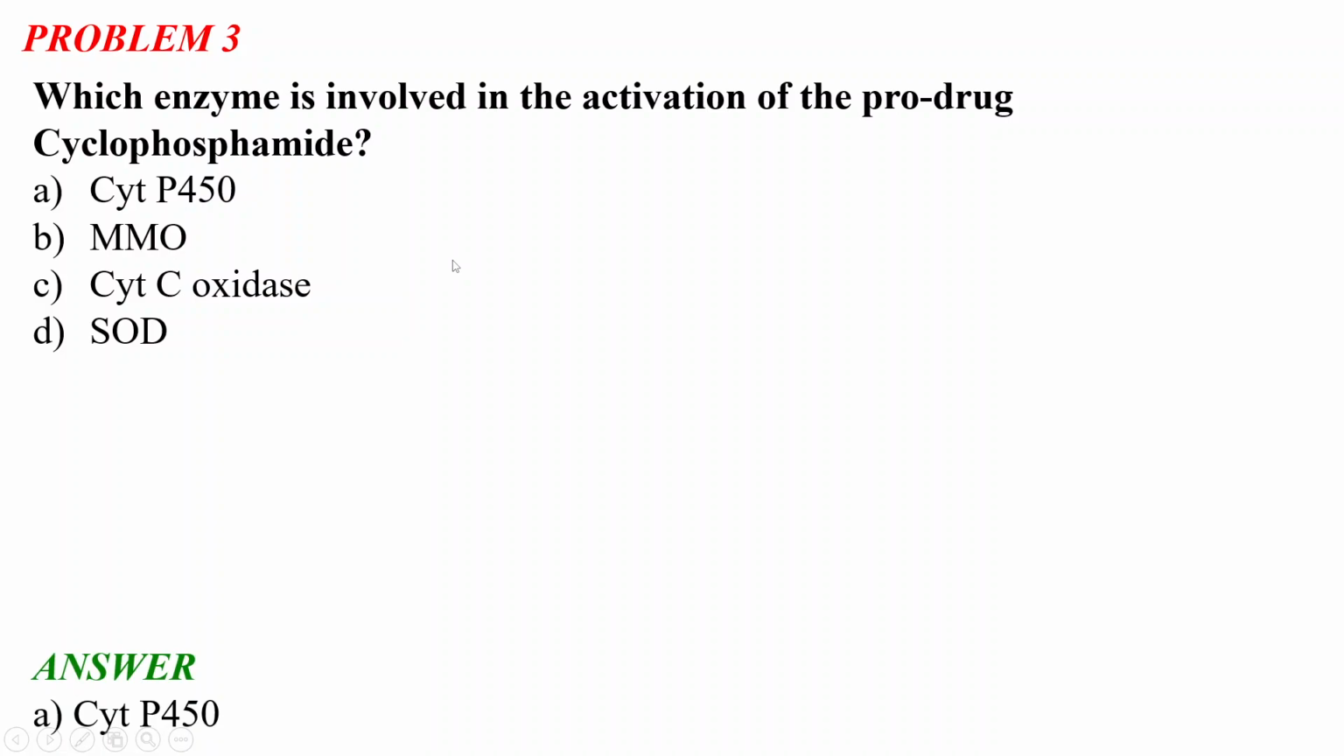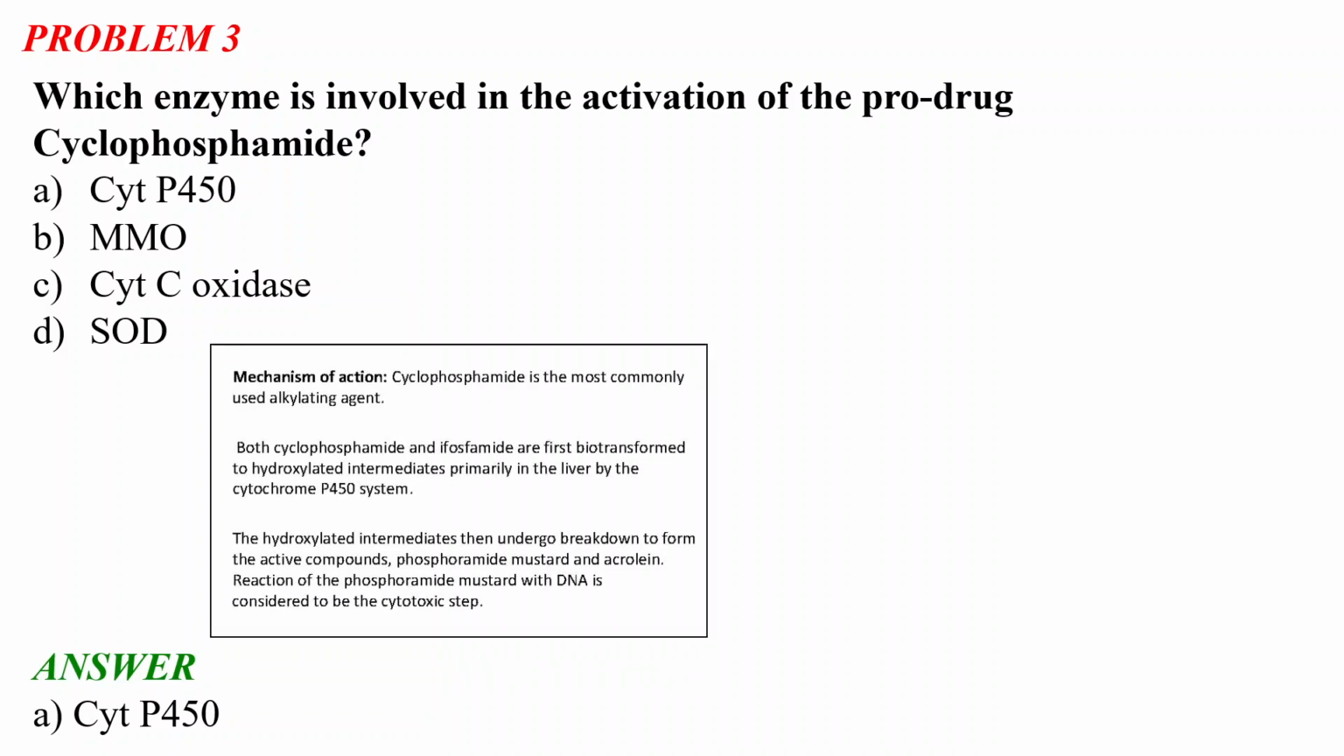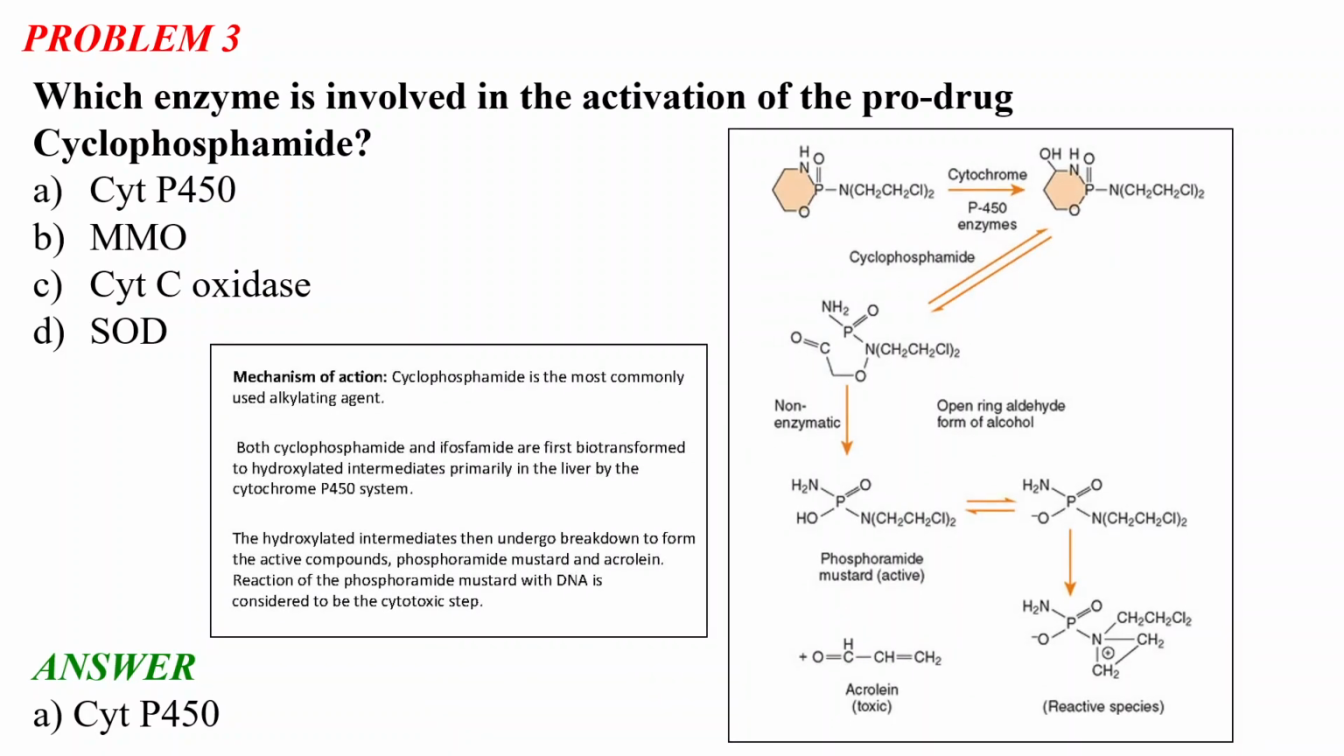The correct answer to this question is A, cytochrome P450. This enzyme is involved in the activation of the prodrug cyclophosphamide. So what is the mechanism of action? You can see the structure of cyclophosphamide on this slide. This is the structure of the prodrug cyclophosphamide.